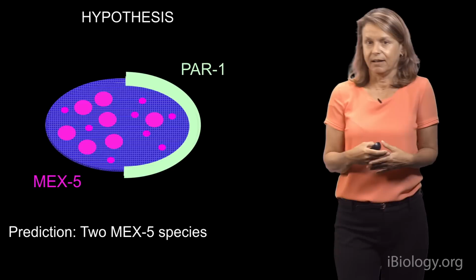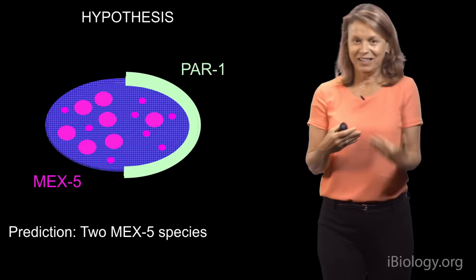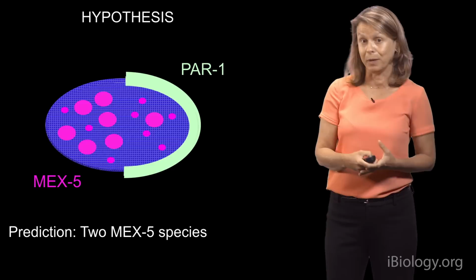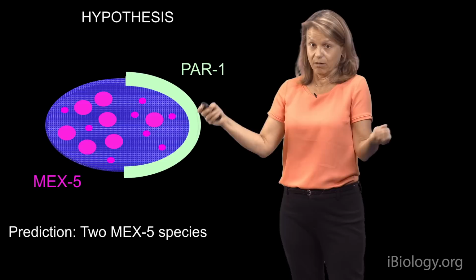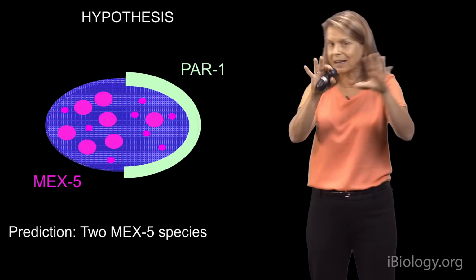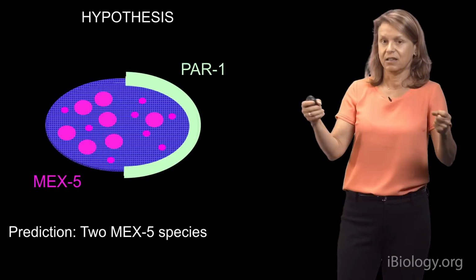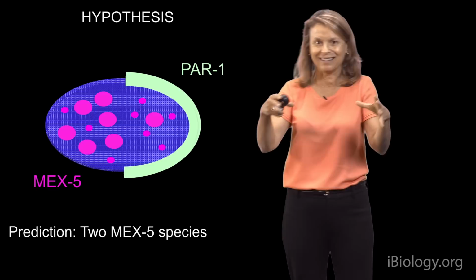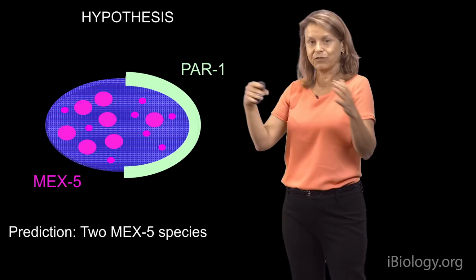But a model is really only useful if it actually predicts something that you can then experimentally test. And this model really predicted that MEX5 should exist in two species. So I already showed you that it looked like on a sucrose gradient, MEX5 did exist in both light and heavy species, but we wanted to be able to see those directly in the embryo. Could we detect a fast MEX5 and a slow MEX5?